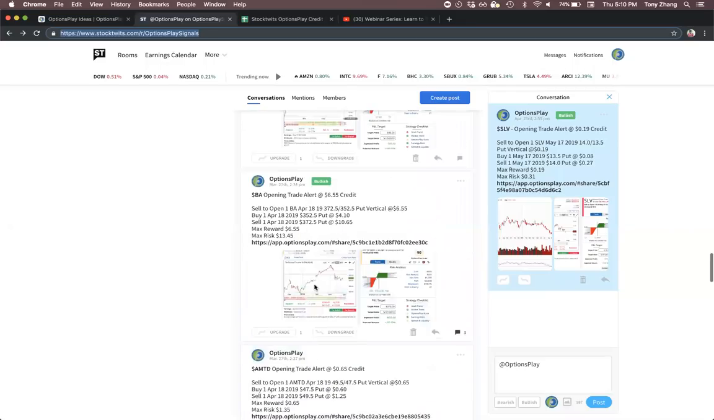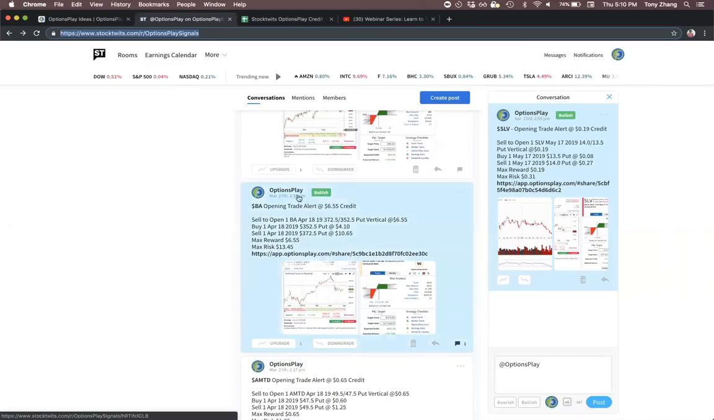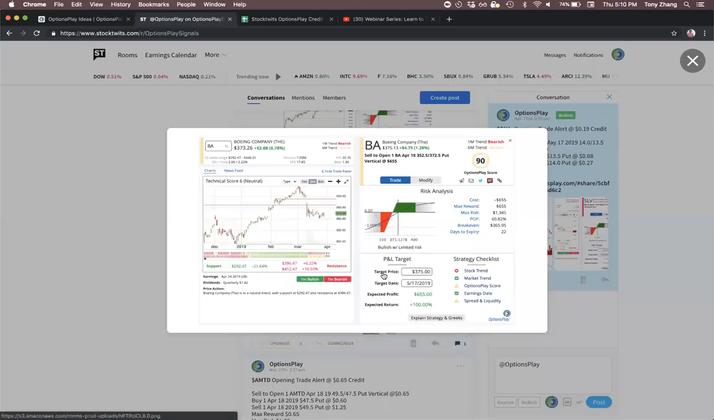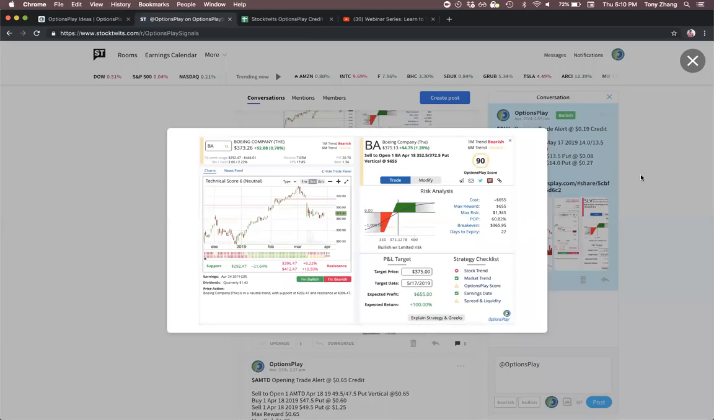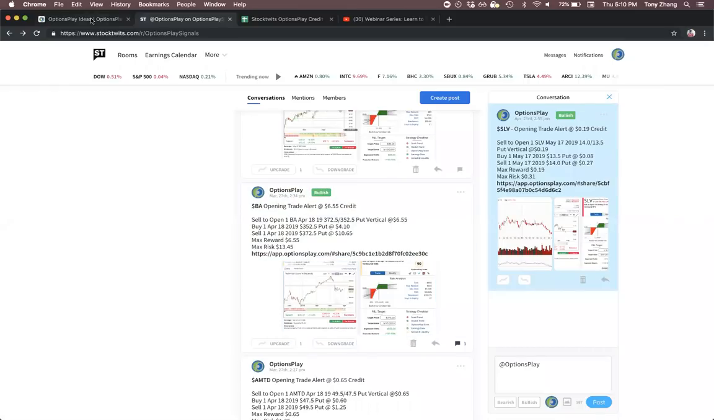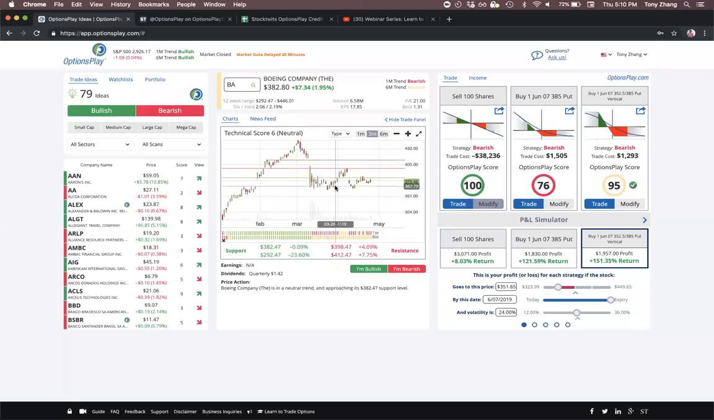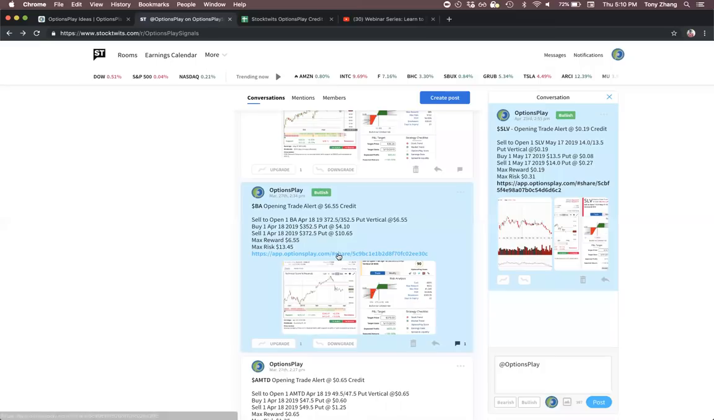Let's see which day it was. So we traded this on March 27th. We sold the 372.5 by 352.5 put credit spread for 655. So this was a trade that we made after it made that huge tumble on March 27th. So this was around right here. Right after it bounced off the bottom multiple times, we found that this was kind of hitting that support level, and we felt that this was going to make a move higher, and that's exactly what happened.